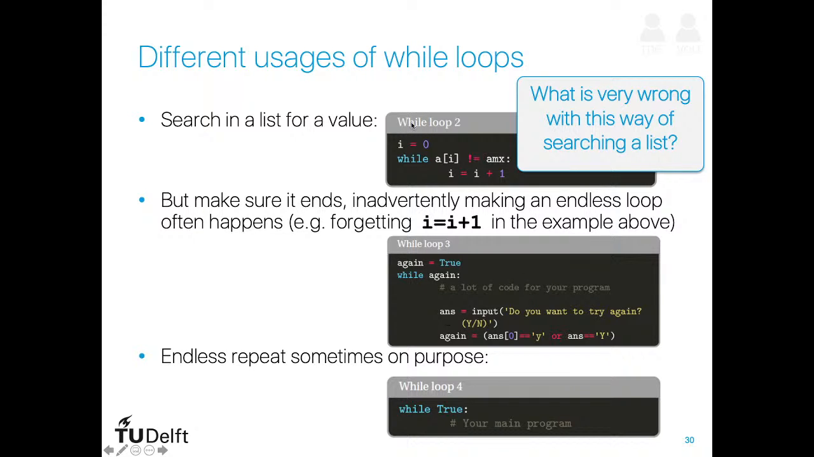So for a minute, back to the first loop. I don't know if you've looked at it some more, but can you tell me what's wrong about this way of searching a list? Maybe you can tell me in the Discord chat.